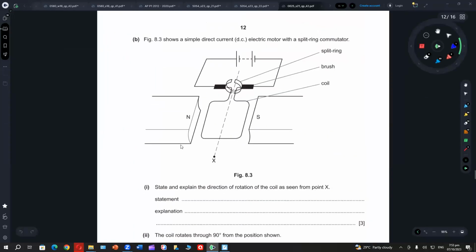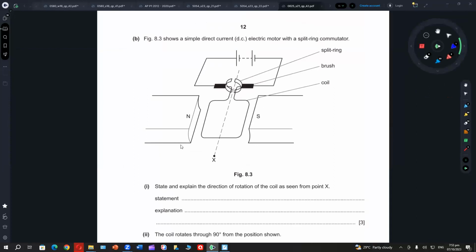So let's try this question quickly. Figure 8.3 shows a simple DC electric motor with a split ring commutator. State and explain the direction of rotation of the coil as seen from point X.